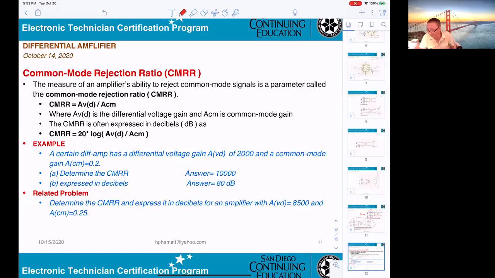So now you can do the example and the related problem for me. Make sure you get the answer we gave you in the example. A certain differential amplifier has a differential voltage gain of 2000 and a common mode gain of 0.2. Find the CMRR, and also in decibels. Do it now.